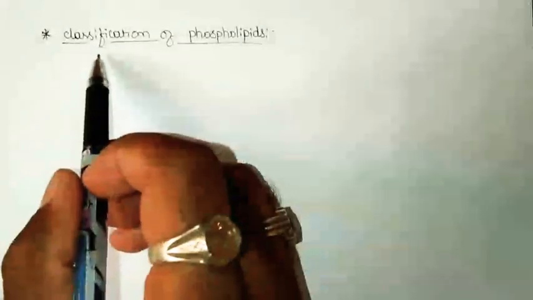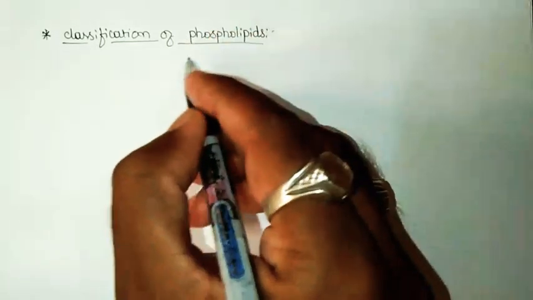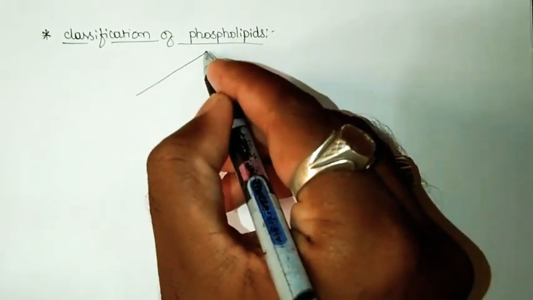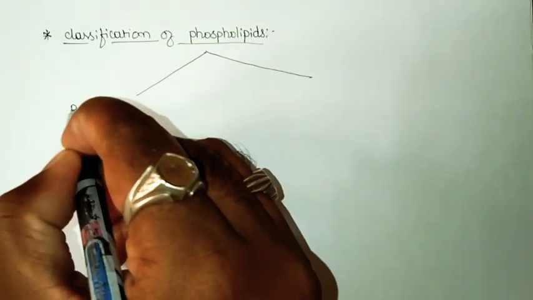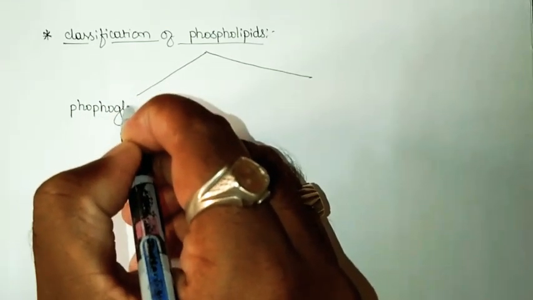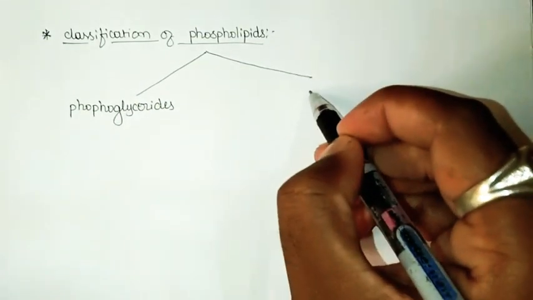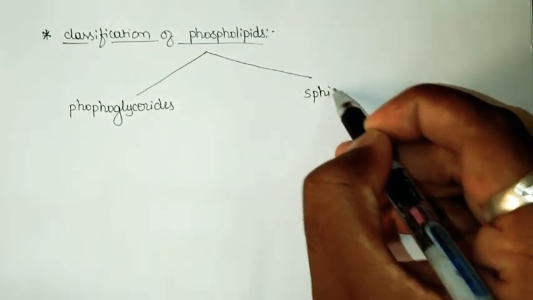Next, the classification of phospholipids. Phospholipids are mainly of two types. The first type is called phosphoglycerides, and the second type is called sphingolipids.